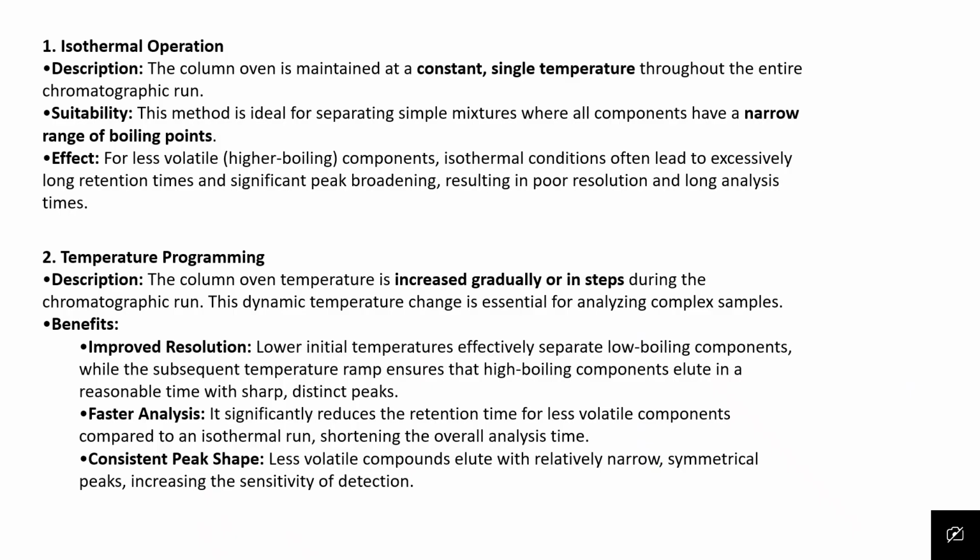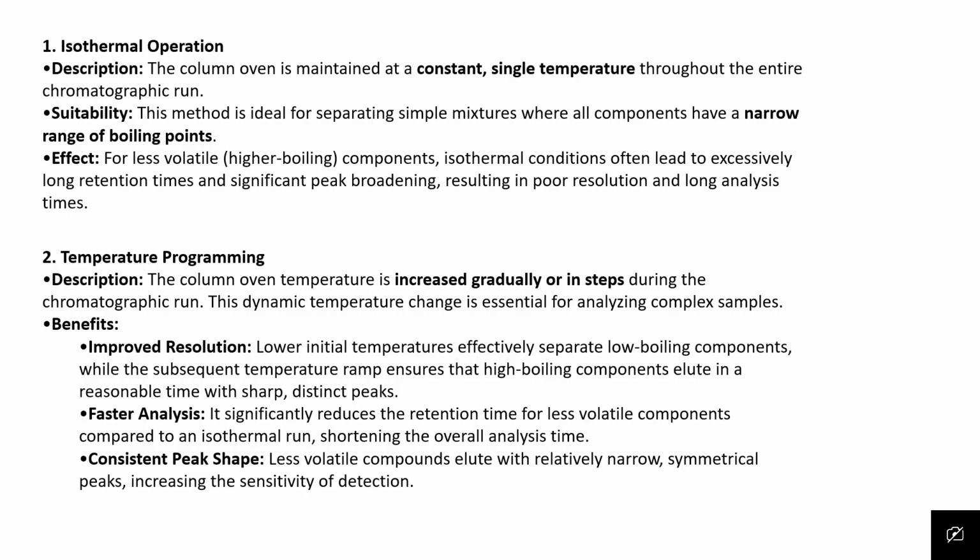First, isothermal operation. Here the column oven is maintained at a constant, single temperature throughout the entire chromatographic run. This method is ideal for separating sample mixtures where all components have a narrow range of boiling points. For less volatile, higher boiling components, isothermal conditions often lead to excessively long retention times and significant peak broadening, resulting in poor resolution and long analysis times.